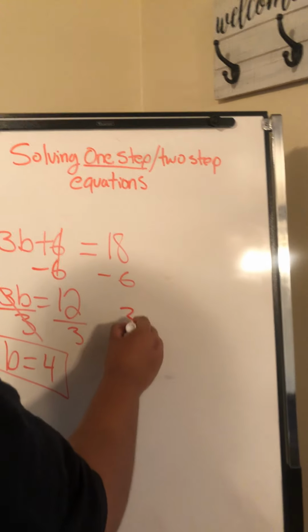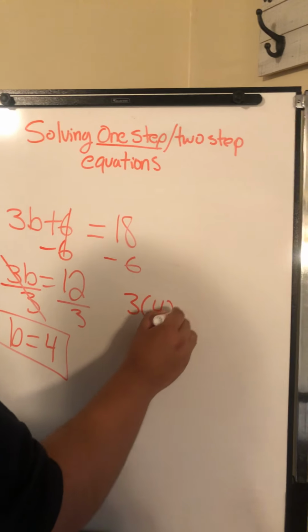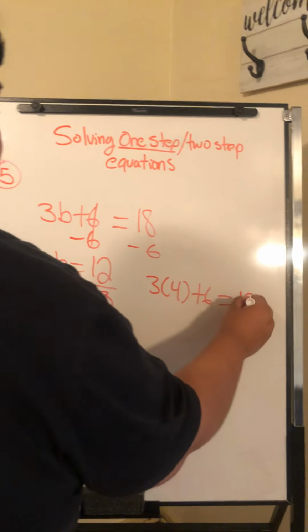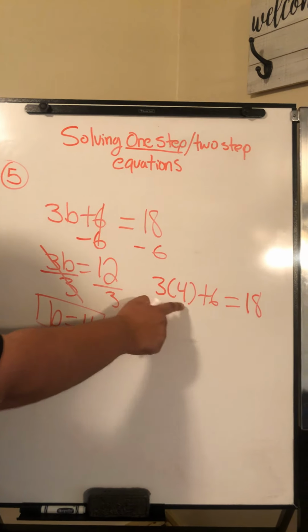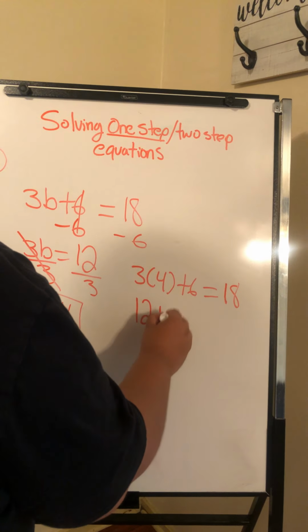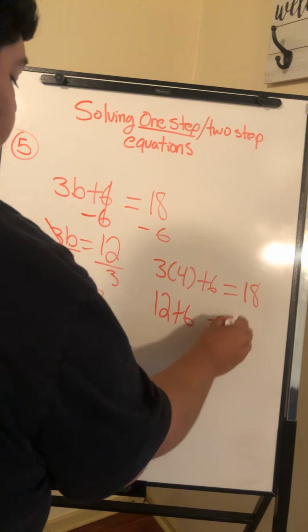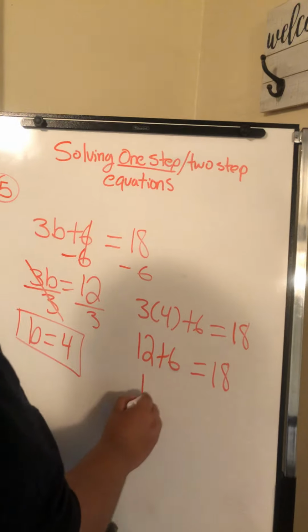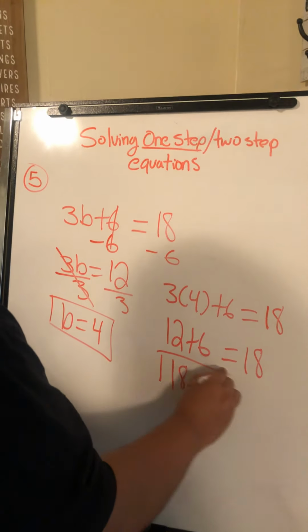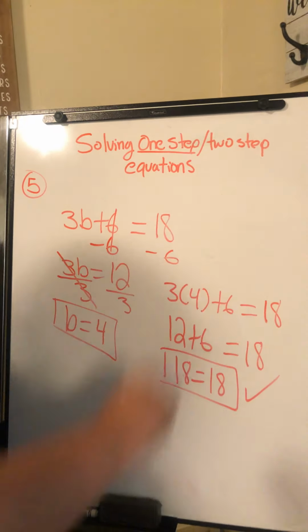So 3 times 4 plus 6 should be 18. So let's check it out. What is 3 times 4? That is 12. Then we're going to add 6 to it, and it should be 18. 12 plus 6 is indeed 18. Does 18 equal 18? Yes, it does. And that is your answer.